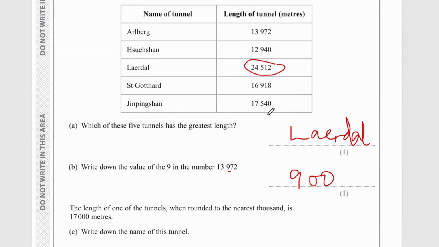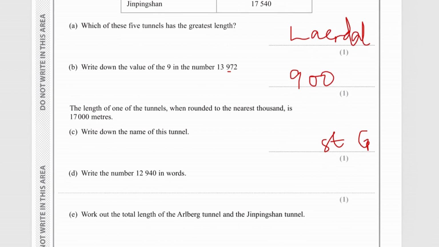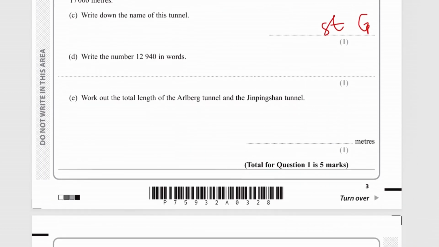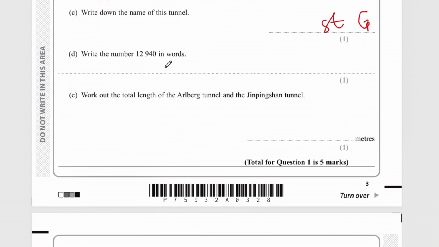So which one is very, very close to 17,000? It has to be St. Gotthard. Let me just put G in short. All right, we move to the next one. Write this number in words: 12,940. The way you say it is the way you write it down.